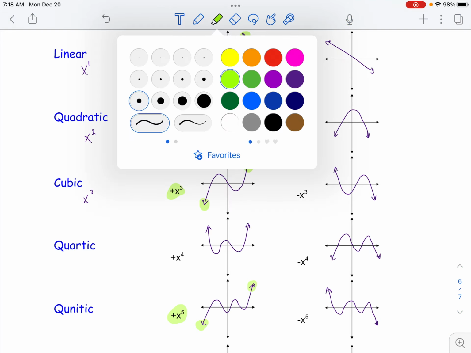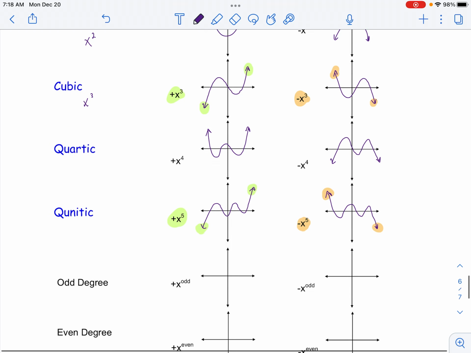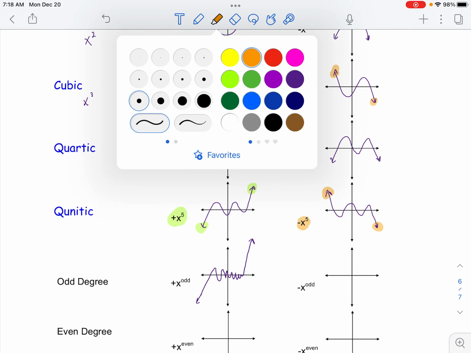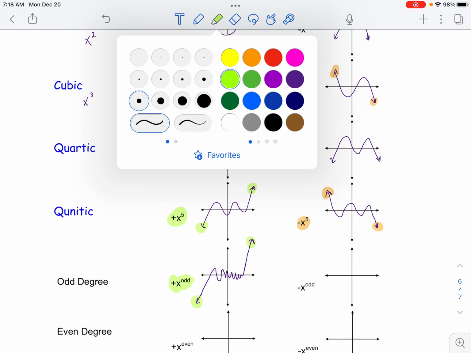And then with the negatives, I'll switch up colors here, they start in the upper left, end in the lower right. And that's true for all of them. So if we look at just in general, the odds, they're going to start down here, they're going to do some stuff, and then they're going to end up here. And we're going to transition that into what's called end behavior in just a moment, but I just wanted you to notice that pattern for the odds.